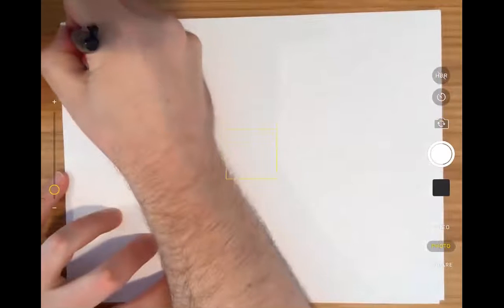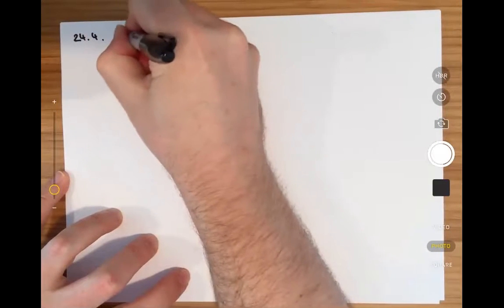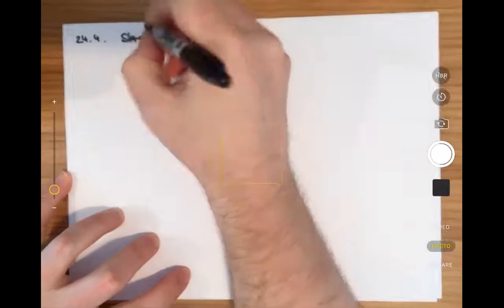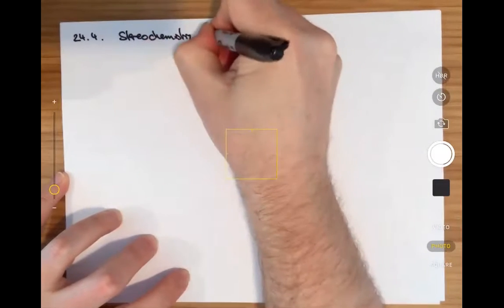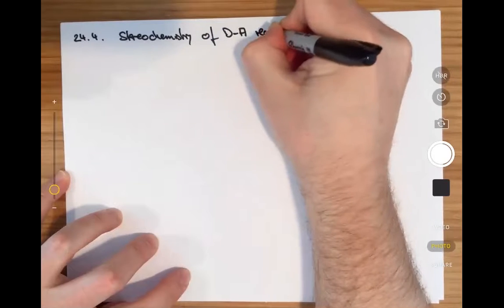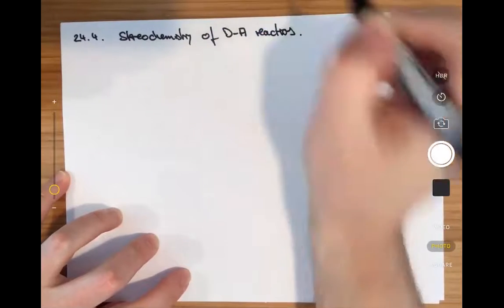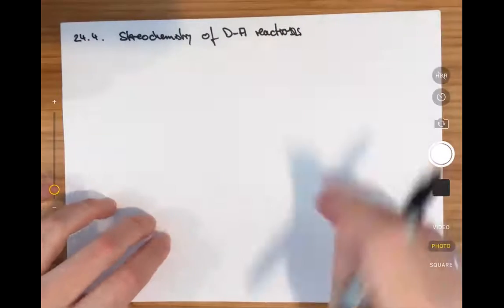So this is 24.4, stereochemistry of Diels-Alder reactions.